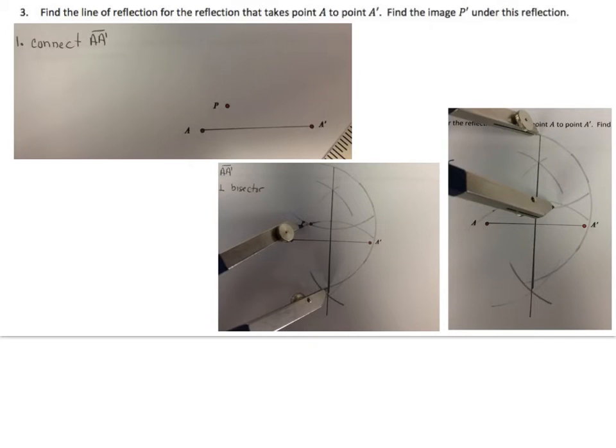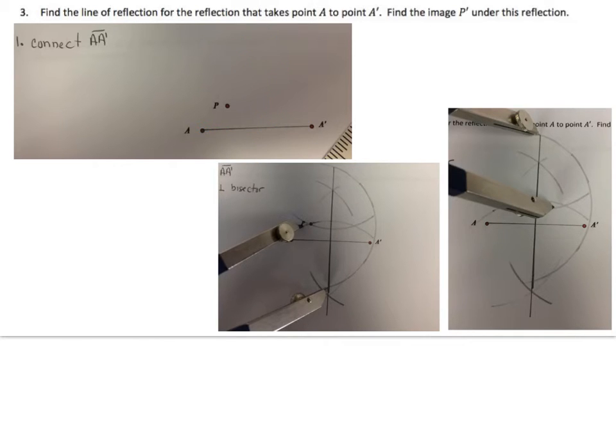Okay, number 3, find the line of reflection for the reflection that takes point A to point A prime, and then find the image P prime under this reflection. So first of all, I didn't explain this one very well, so let's explain it now. I drew a line from A to A prime. Then I found the perpendicular bisectors, okay, using my compass. That looks awesome.